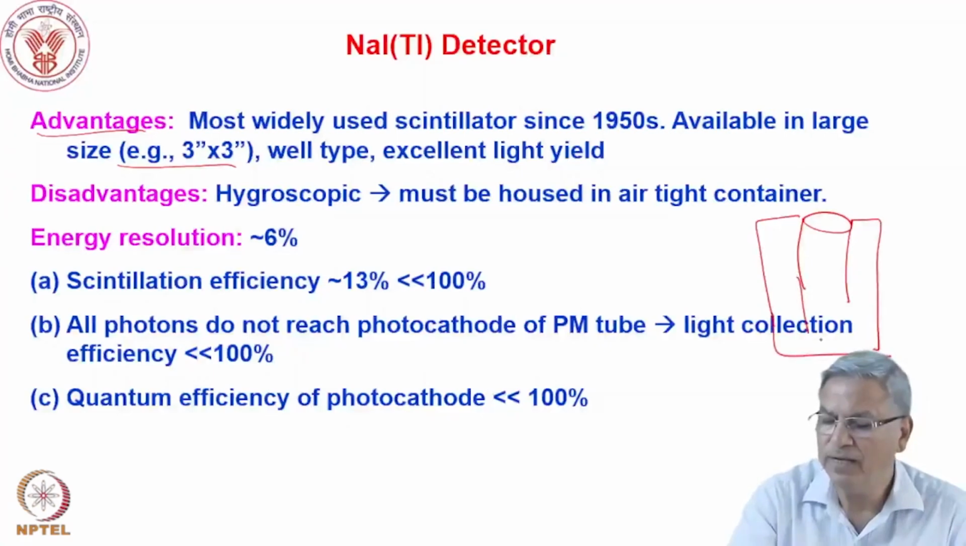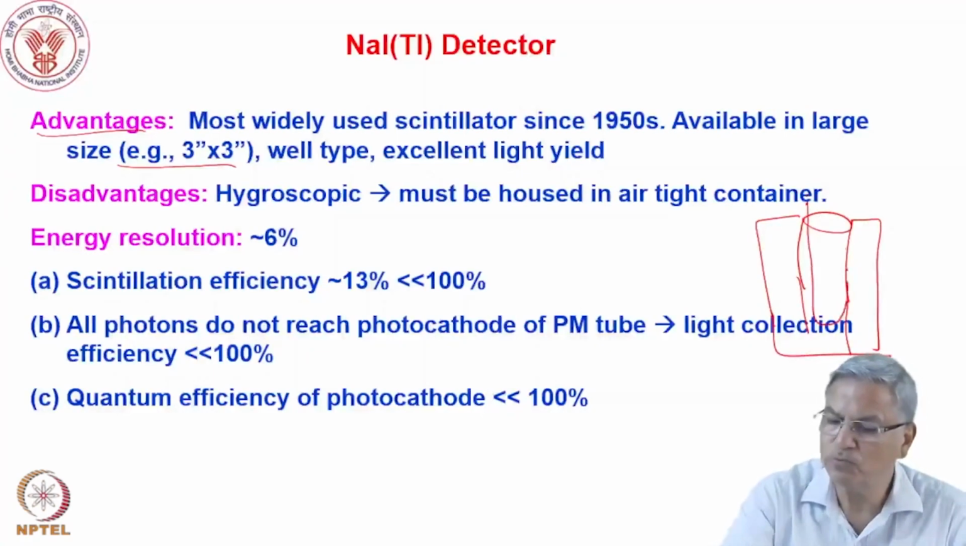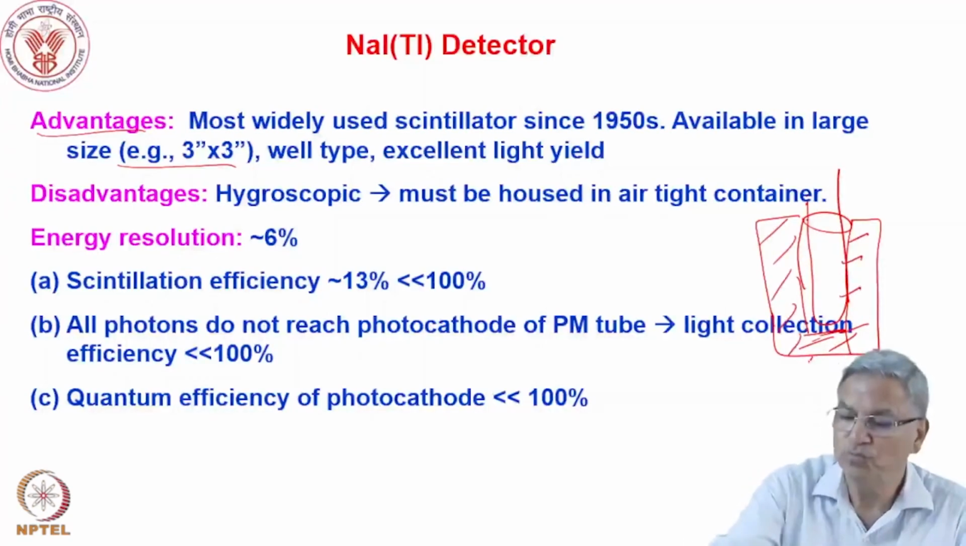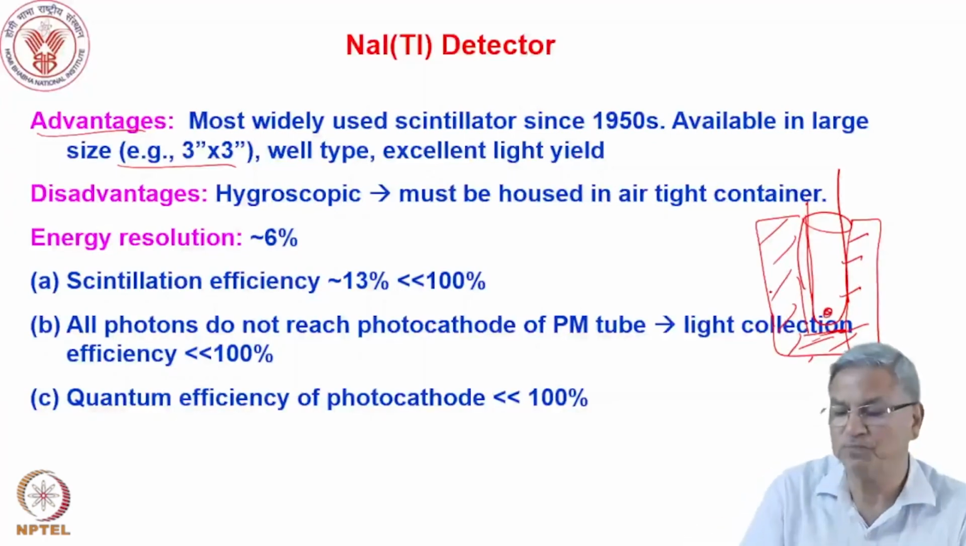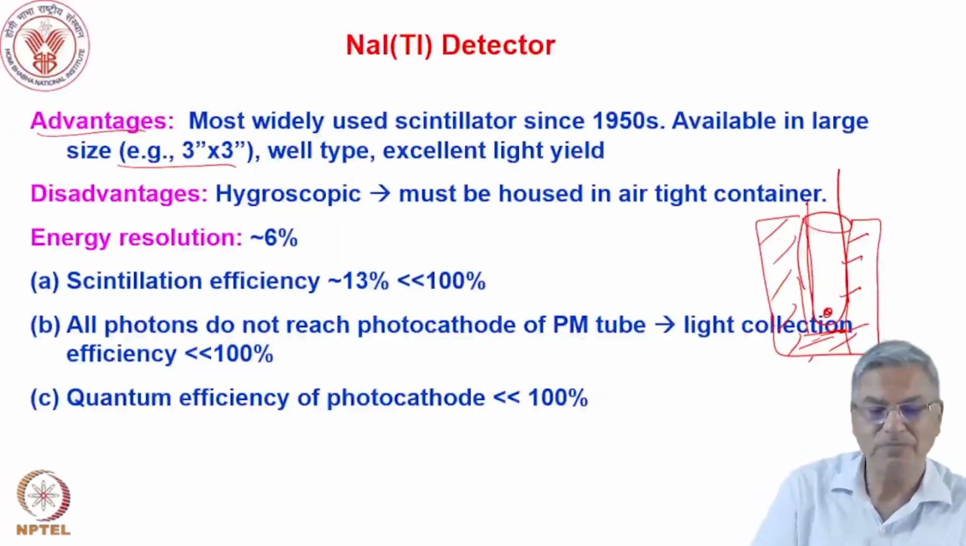So you have a well, and you can put the counting tube in this. So you have a well-type sodium iodide and the tube. The source is here, so it is almost giving you 100% geometric efficiency. Counting tubes can be inserted in the well of the sodium iodide thallium.